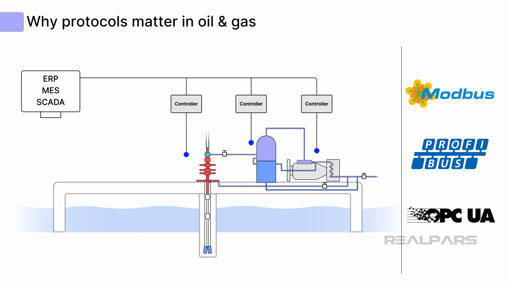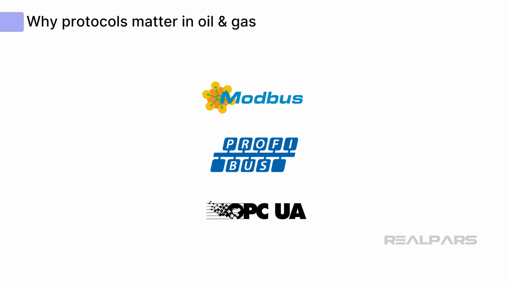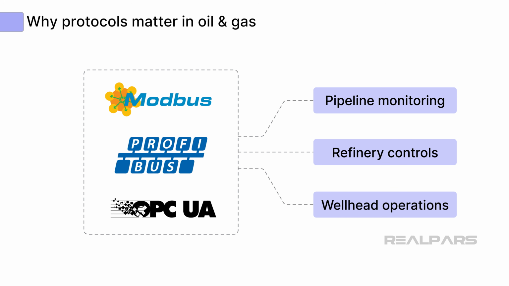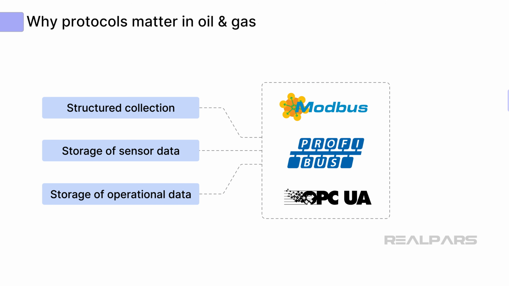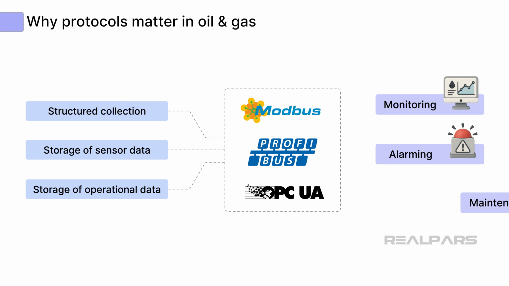Industrial communication protocols provide the vehicle for sensor and device information to be shared with controllers, operator monitoring systems, and even other sensors and devices. These communications enable pipeline monitoring, refinery controls, and wellhead operations, just to name a few. Communication protocols allow for the structured collection and storage of sensor and operational data. These data are used for many purposes, including monitoring, alarming, and maintenance.